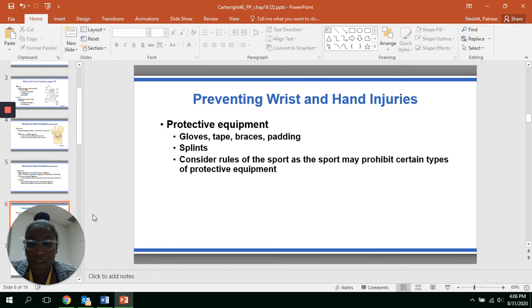Sometimes weight training might call for protective wrist gear. Surprisingly, as I used to bowl, bowling does call for wrist and hand gear. So think about all the sports or activities that require wrist and hand support.